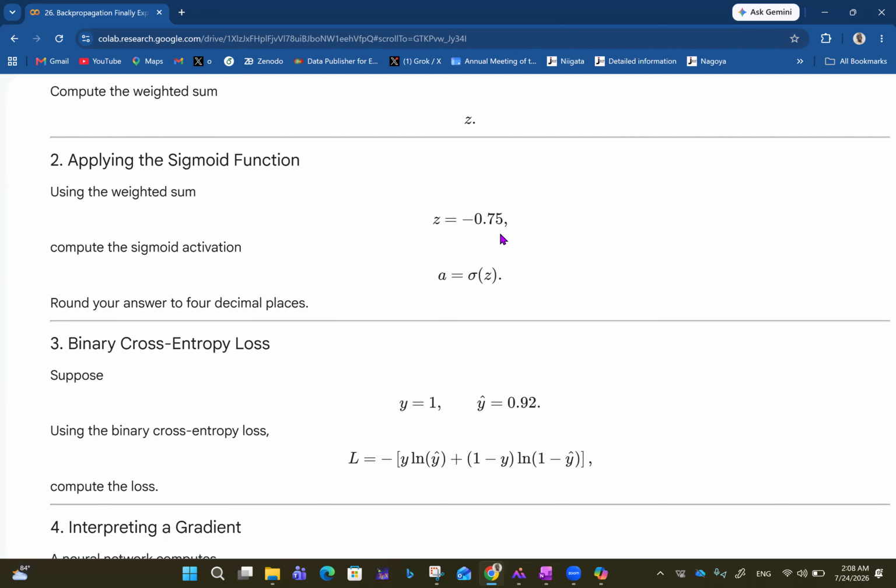Then now you have questions 2 and 3. Use the weighted sum z is minus 0.75. Compute the sigmoid activation. So you just throw this into a sigmoid function and you get your result. Then binary cross entropy loss. So here you want to compute the loss. Use the binary cross entropy loss to compute the loss based on these values.